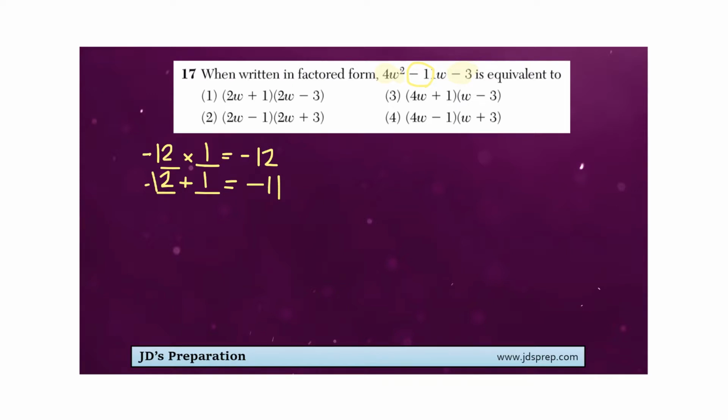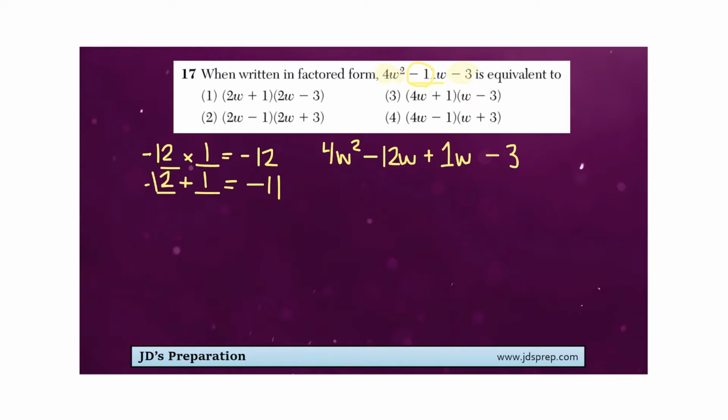Okay, so with those two numbers, our strategy is to rewrite our middle term as the sum of those two instead. So instead of -11w, it's going to be -12w plus 1w.